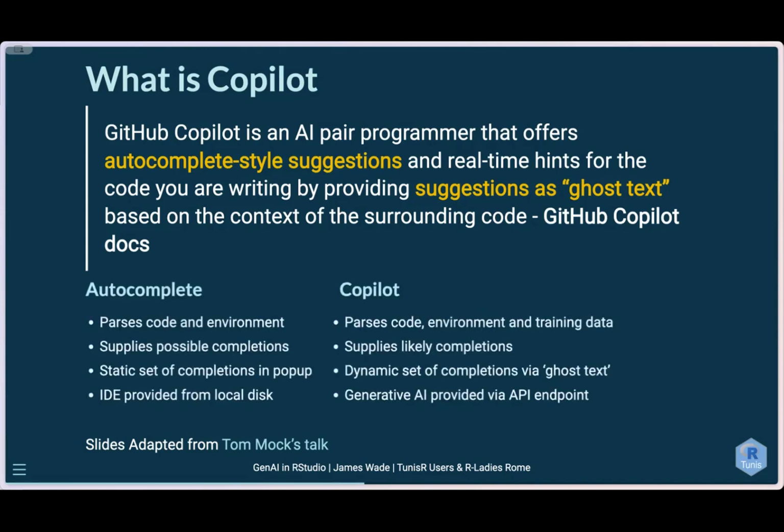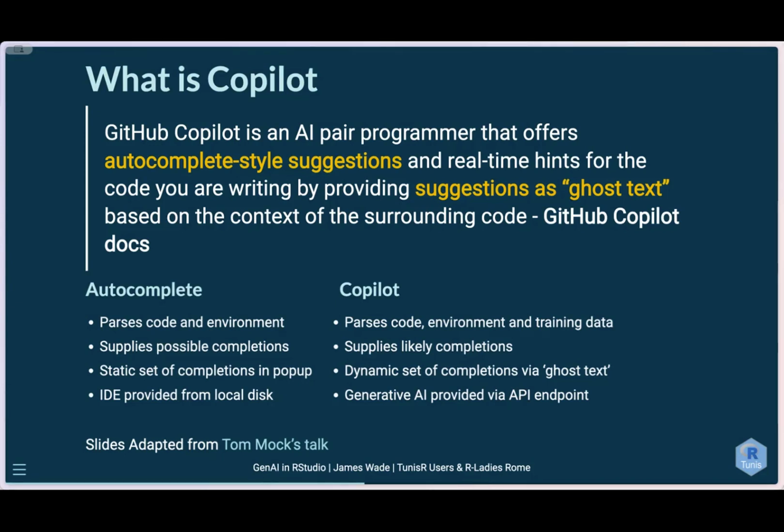Now, it's worthwhile to directly compare autocomplete versus Copilot. Autocomplete is looking at what's in your existing code, what's in your existing environment. It might suggest something like a function that's in a package that you've already loaded in your environment. Copilot's very similar to that, although it also has the massive amount of training data. A lot of open source code or accessible code on GitHub has been included in the training set for these models. The completion portion of this is quite similar. You just get a suggestion, you can tab, and then the suggestion becomes part of your existing code.